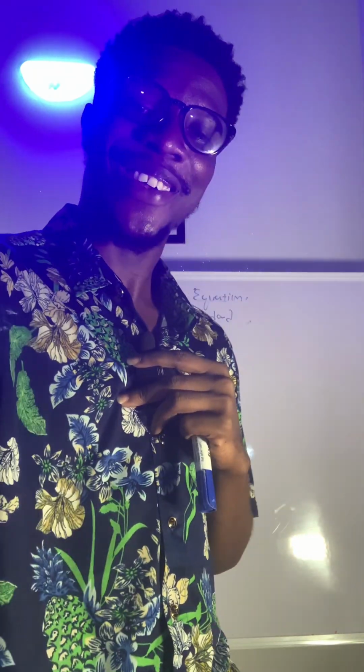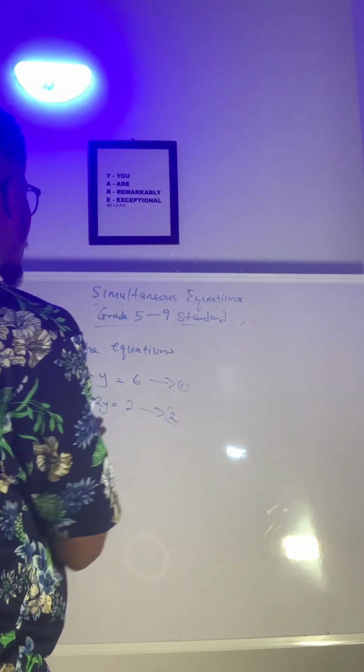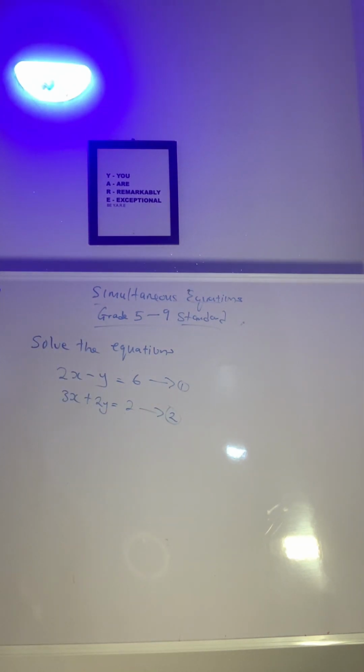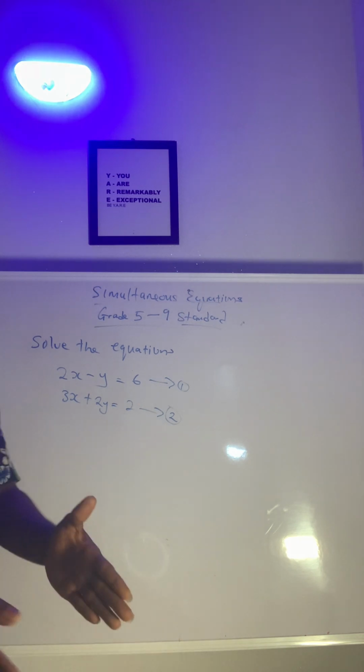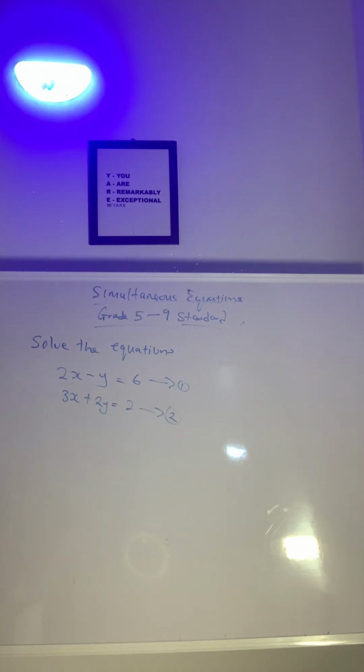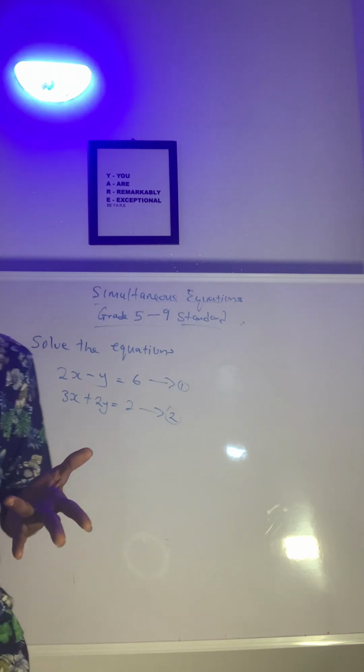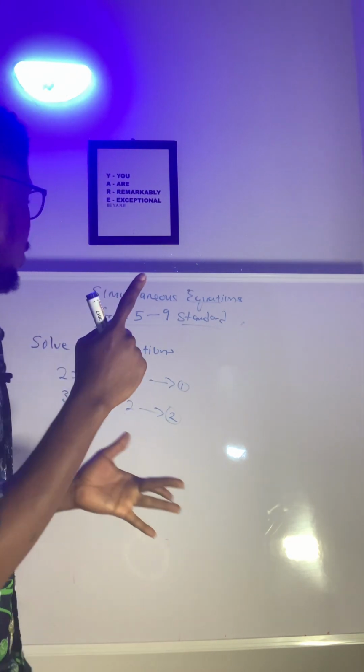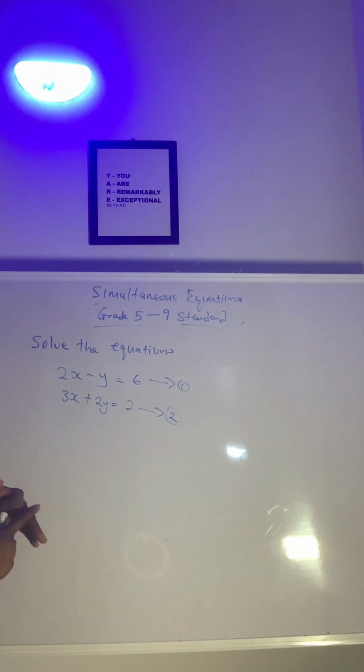These are the equations we have on the board: 2x plus y equals 6 and 3x plus 2y is equal to 2. So solving these equations, like I said, we have three methods. We can use the graphical method, the substitution method, or the elimination method. In a case like this, it's easier to use the substitution method.